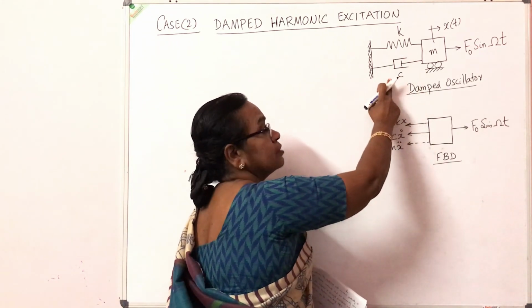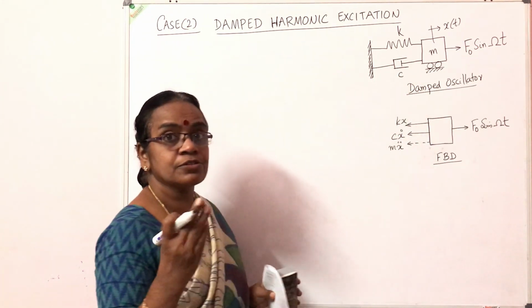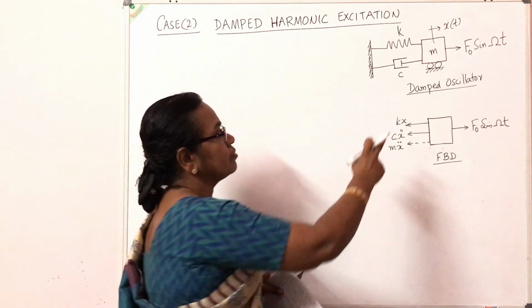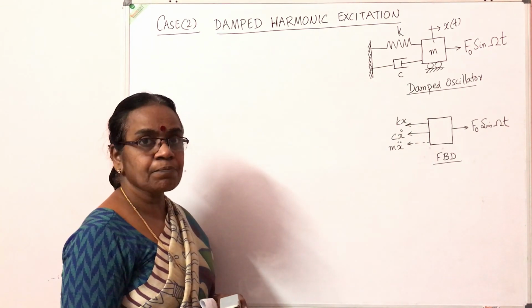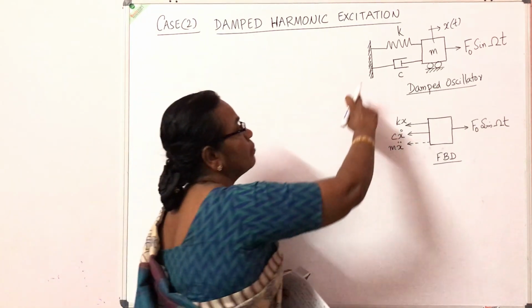Stiffness k, the system is having damping. Damping is resistance to vibration and is represented by a dashpot, and c is the damping coefficient of the system. This is called the damped oscillator.